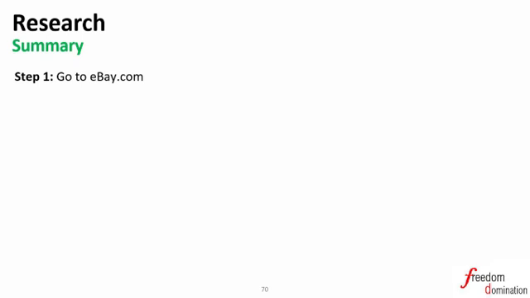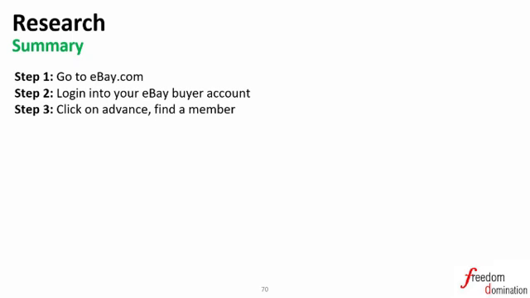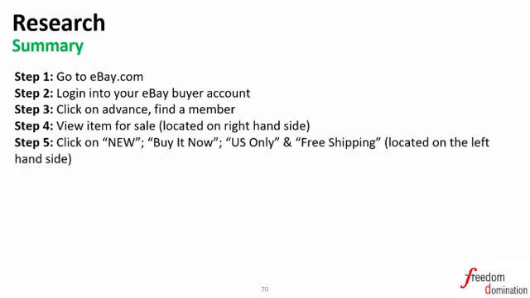Now this is a summary of what we have gone through. We go to ebay.com. Step 2, log in to your eBay buyer account. Step 3, click on Advanced, find a member. Step 4, view item for sale located at the right hand side. Step 5, click on New, buy it now, US only, and free shipping located on the left hand side. Step 6, click on 3 items and right click, open as new tab.